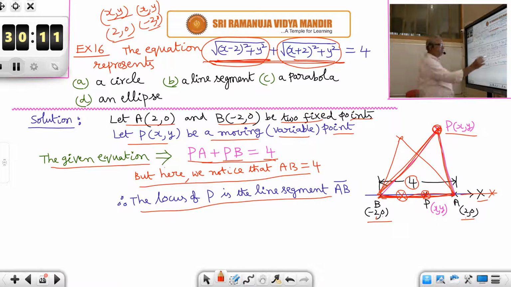So PA plus PB, whatever is given, if it is equal to AB, then the locus is a line segment. If it is more than AB, then you will get an ellipse. If PA plus PB, whatever is given, is less than AB, then the locus is a null set. There are no such points in the plane. So these points I have already mentioned. Let us see example 17.